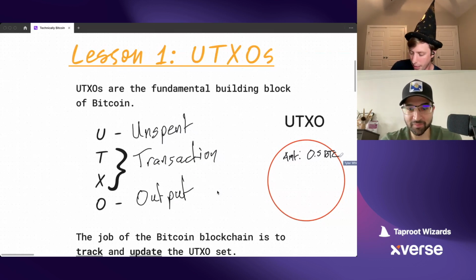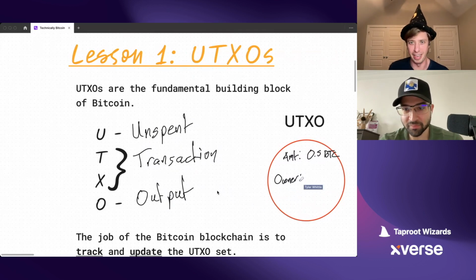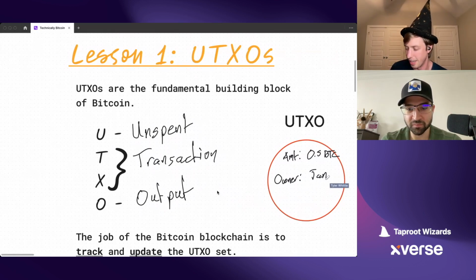And then the second thing is basically what I'm going to call, for today's purposes, the owner. This is who is allowed to spend the Bitcoin, or what is allowed to spend the Bitcoin. For simplicity today, we're just going to talk about it as if the owner is you, Jan. You have a wallet, it has some private keys, and the way this Bitcoin can be sent is by you signing a transaction with it. So let's say that today, this UTXO will be owned by Jan.